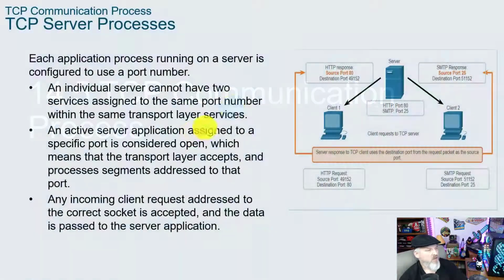TCP Communication Process. Each application process running on a server is configured to use a port number. An individual server cannot have two services assigned to the same port number within the same transport layer service. An active server application assigned to a specific port is considered open, which means that the transport layer accepts and processes segments addressed to that port. Any incoming client request addressed to the correct socket is accepted, and the data is passed to the server application.